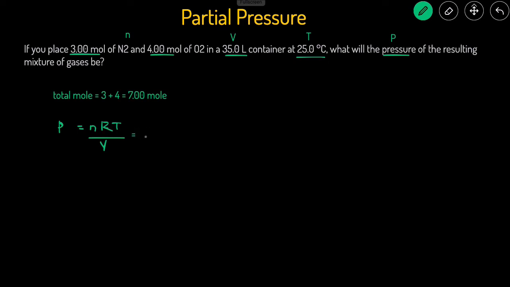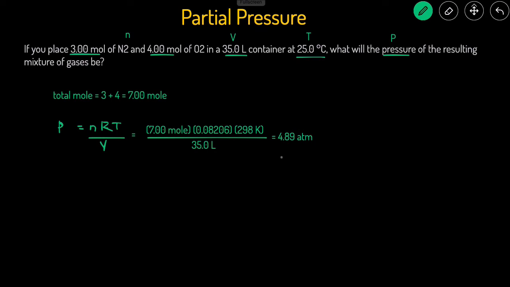Now let's substitute the numbers in. The moles is 7. R is the ideal gas constant, 0.08206. Temperature is 25 degrees Celsius, but we have to convert that to Kelvin, so we just add 273 to that, and that becomes 298 degrees Kelvin. And then we would divide that by the volume in liters, and that's 35 liters. And then that gives us 4.89 atm as the total pressure.